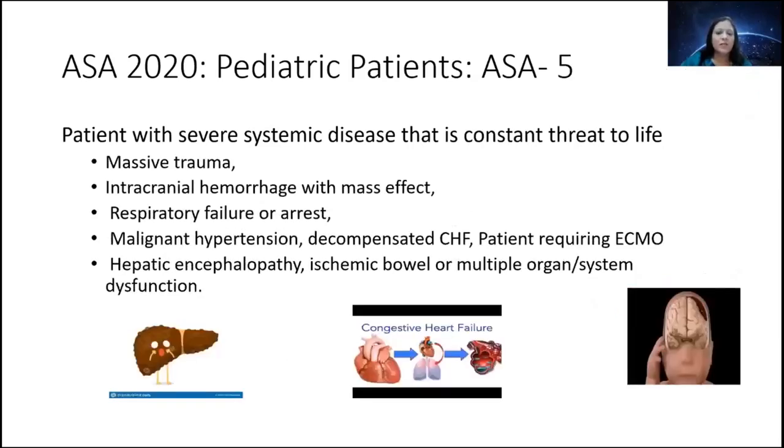What is ASA category 5 in pediatric patients? Patients with severe systemic disease that is a constant threat to life is ASA grade 5. It includes examples of massive trauma with intracranial hemorrhage with massive mass effect, patient with respiratory failure or arrest, or malignant hypertension, decompensated congestive heart failure, or patients requiring ECMO are ASA 5. Also, like in adults, they have included ischemic bowel disease in category 5, or hepatic encephalopathy or multiple organ system dysfunction as ASA grade 5.